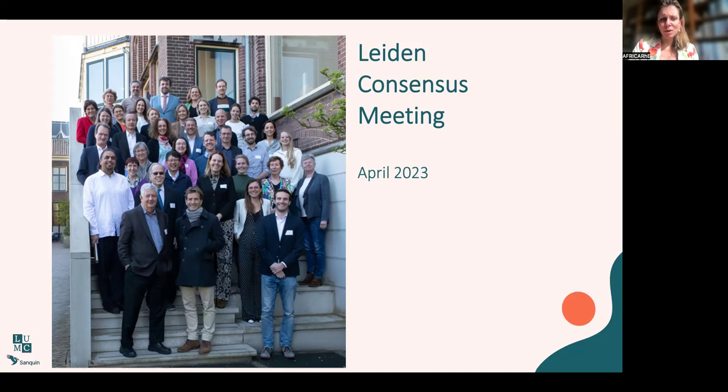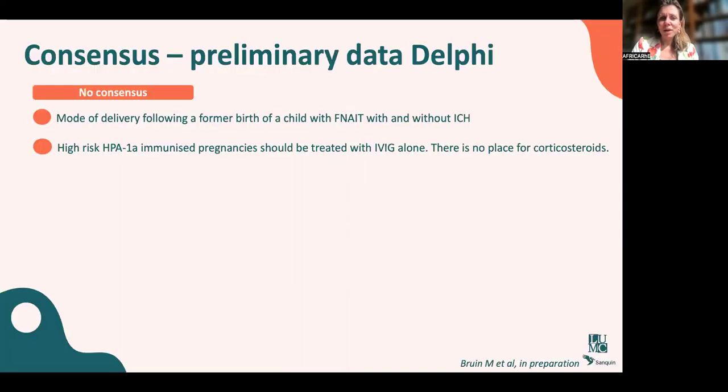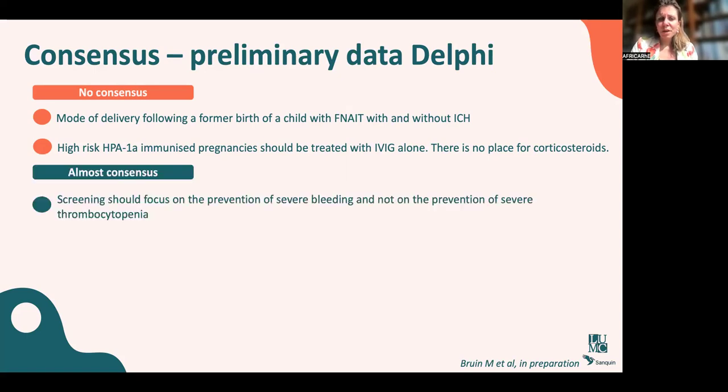but also makes it might be very difficult to come to real consensus. We hope to publish these results soon, but some preliminary data. So we couldn't find any consensus on the mode of delivery. We couldn't find consensus on whether high-risk immunized pregnancy should be treated with IVIG alone or also with corticosteroids.